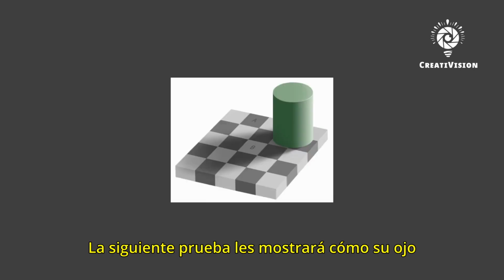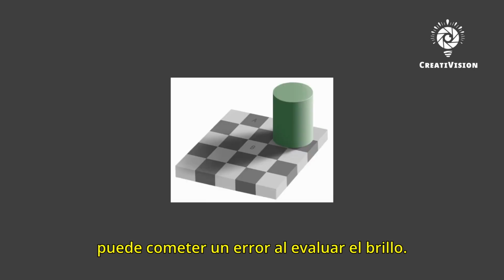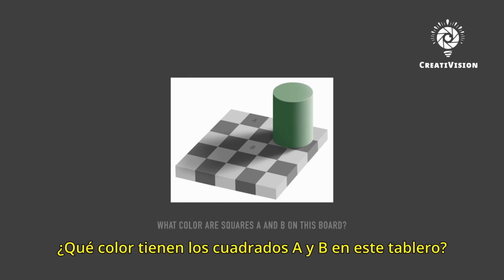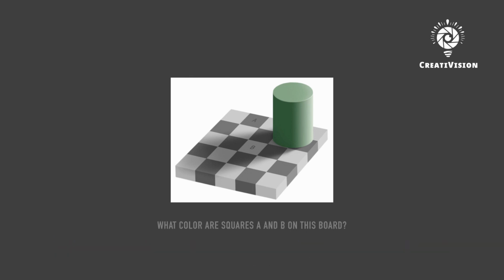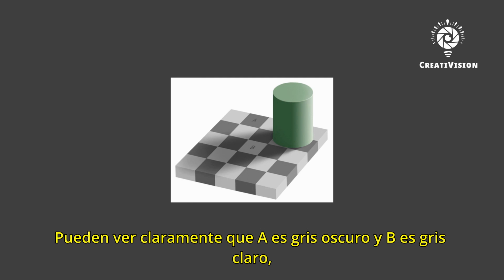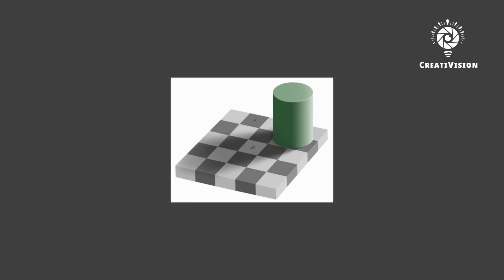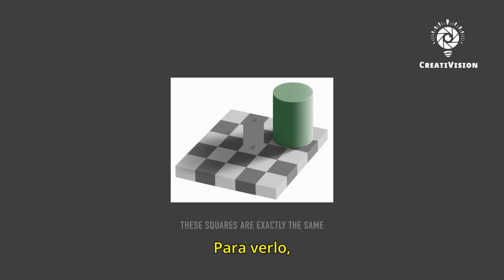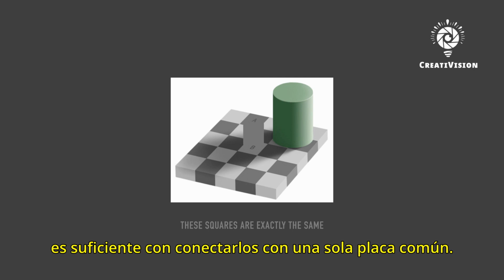The next test will show you how your eye can make an error in assessing brightness. What colour are squares A and B on this board? You can see clearly that A is dark grey and B is light grey. But in fact, these squares are exactly the same. To see this, it is enough to connect them with one common plate.